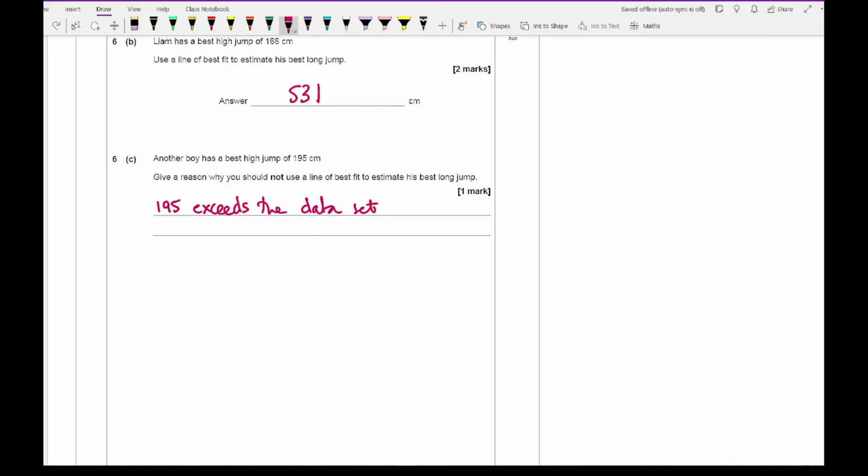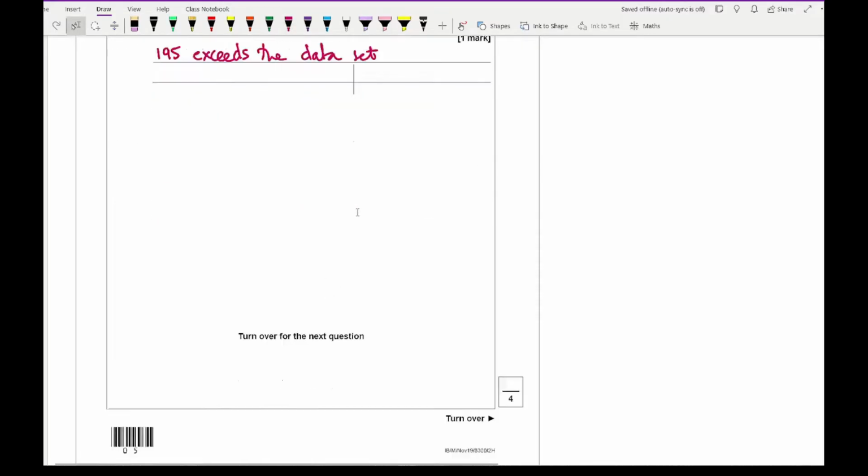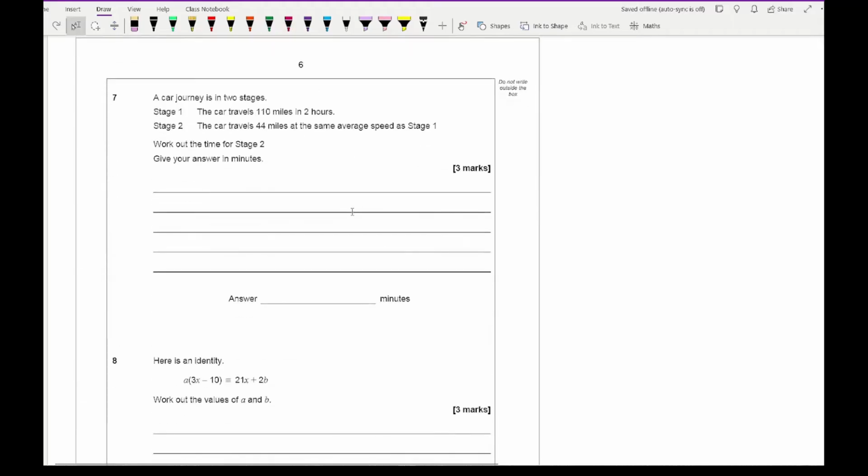Other examples we could say: that goes beyond the data, that 195 is higher than 185, which was the highest tested one. Nobody else has jumped that high. His jump is more than the others. The correlation stops at 560, and there are several other things. Now again, if you want to use the actual word, then using extrapolation would be absolutely fine. Moving on to question 7.